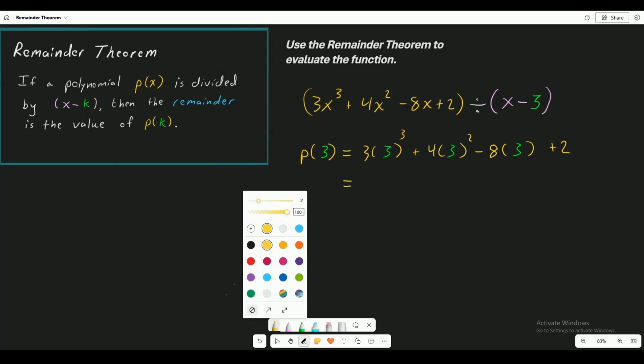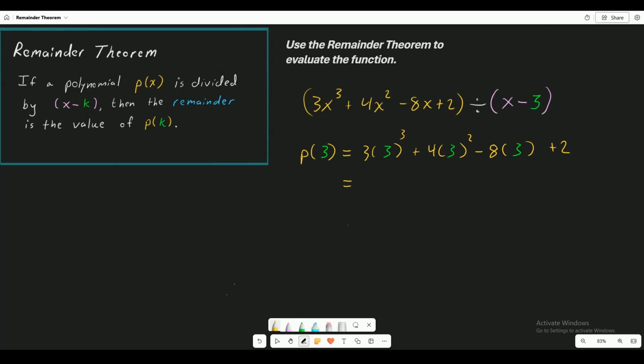All right, let's do math. 3 times 3 to the third power is 81. Plus 4 times 3 squared, which is 36, minus 24, plus 12. 81 plus 36 minus 24 plus 12 gives me a remainder of 105. Unfortunately, this is not a factor.